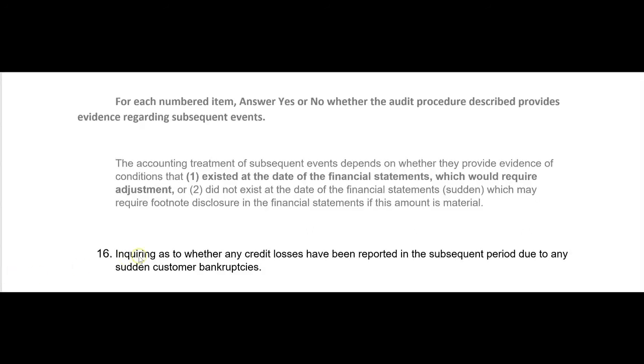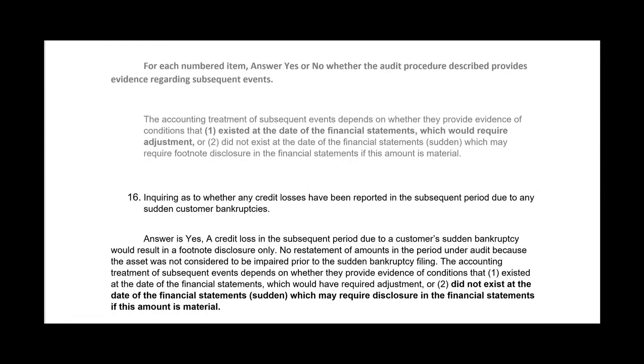16 now. Inquiring as to whether any credit losses have been reported in a subsequent period due to any sudden customer bankruptcies. Yes, a credit loss in the subsequent period due to a customer's sudden bankruptcy, that's going to result in a footnote disclosure only, no restatement of amounts in the period under audit this time. Why? Because the asset was not considered to be impaired prior to the sudden bankruptcy filing.